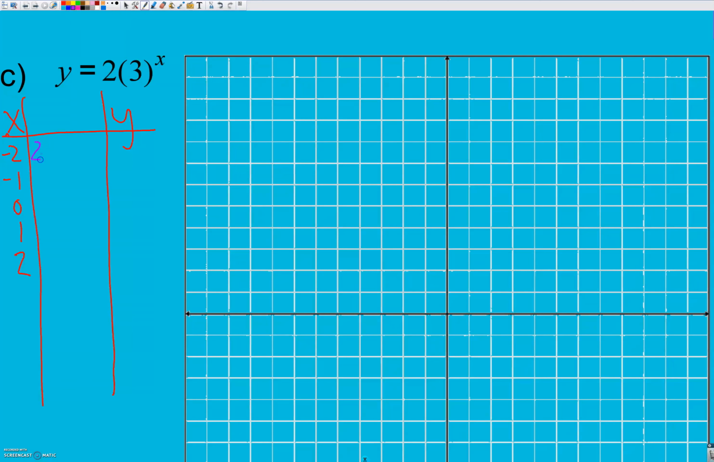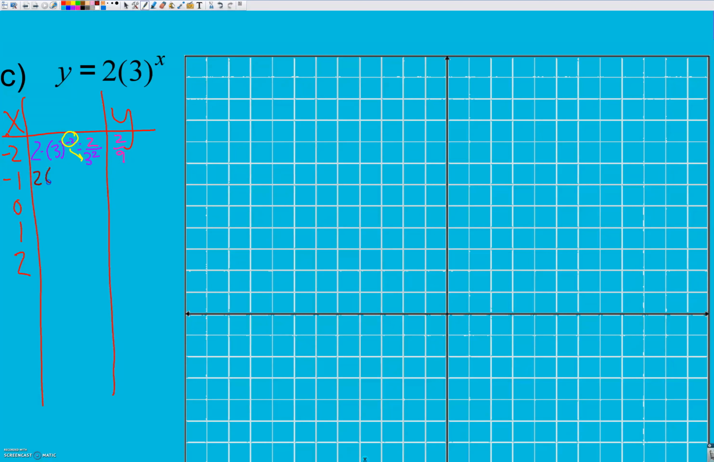So 2 times 3 to the negative second power. Negative second power, again, means over 3 squared, positive 2. To make our exponent positive, we move it to the denominator and make it positive. We still have that 2 though, and that's going to be in our top. Our 2 isn't negative, so the 2 stays. So 2 over 9.